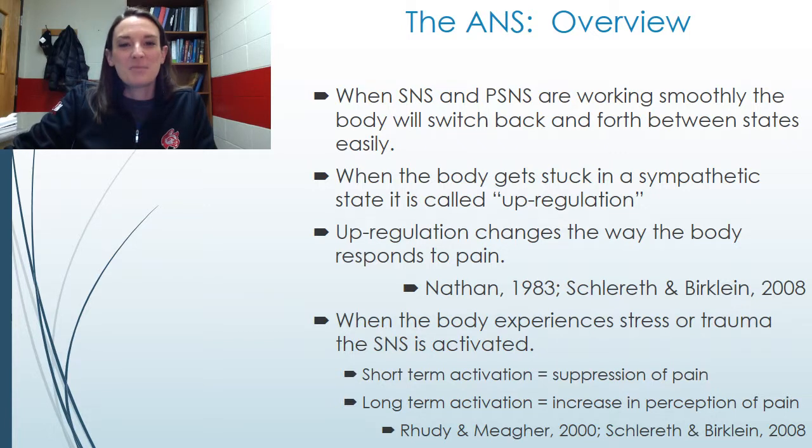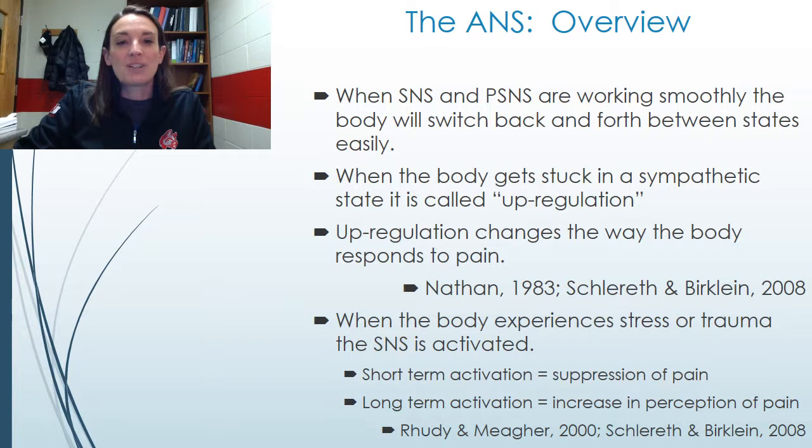When the sympathetic and parasympathetic nervous systems are working smoothly, the body will easily move in and out of sympathetic and parasympathetic states without hesitation. On occasion, however, the body gets stuck in a sympathetic state. This can cause the brain to change how it responds to pain, and the way the brain responds to the pain is called a pain signature.